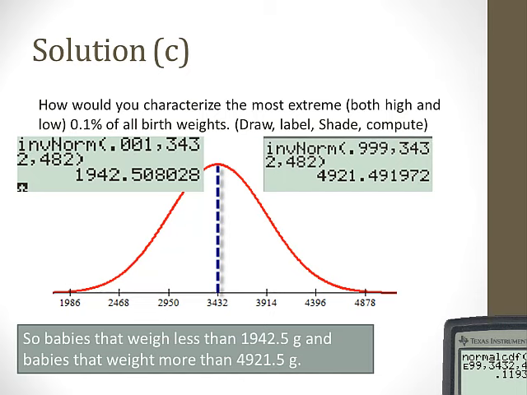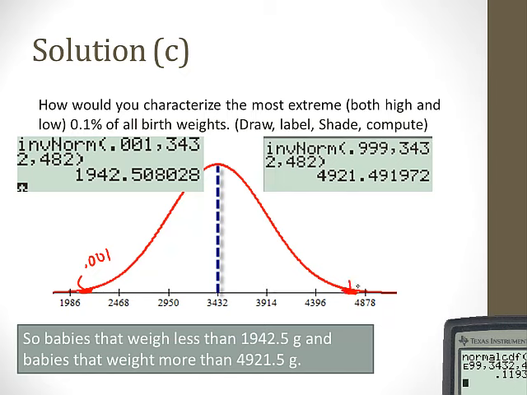Okay, I meant to have this fly up, but you got it right here. How would you characterize the most extreme, both the high and low 0.1% of all birth weights? Draw, label, shade, compute. So we still label that. Again, we're looking at 0.001, so somewhere right in here, right? So again, that's 0.001, because it's 0.1%. So it's 0.001, and the same on this side.